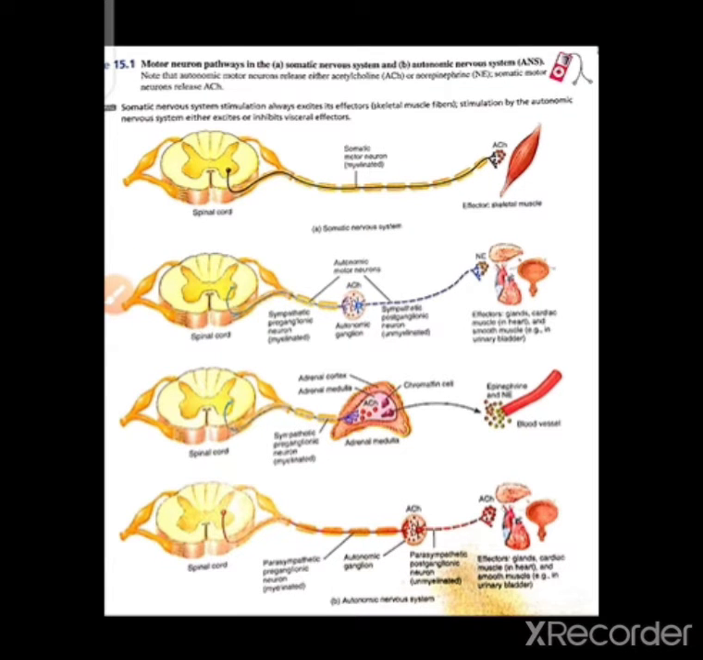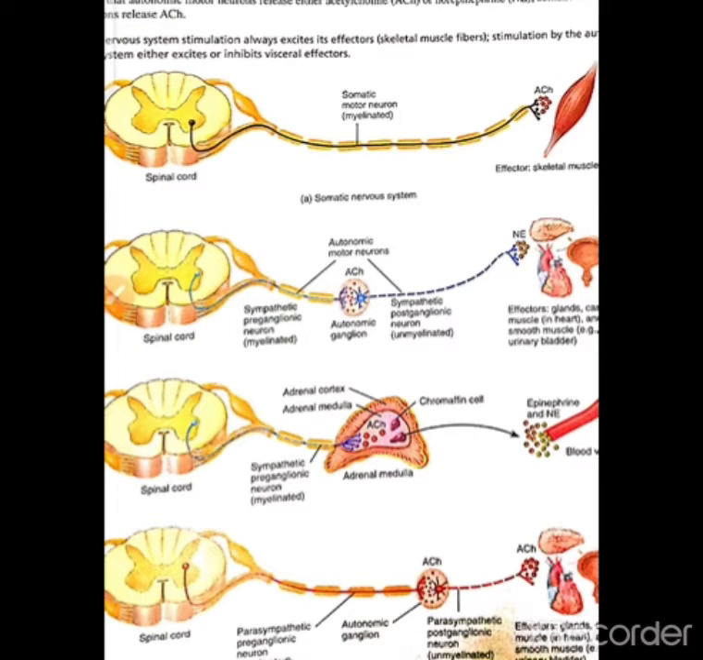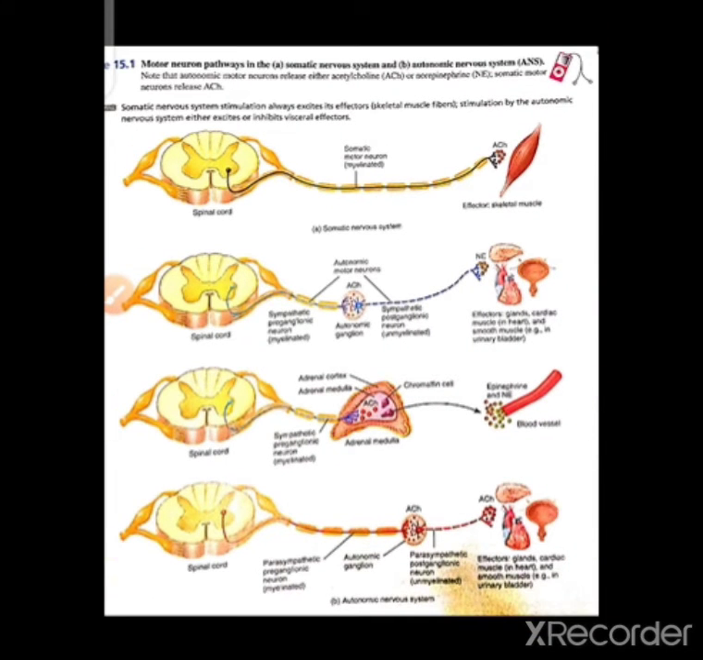Now the last picture, picture B, is of the autonomic nervous system parasympathetic division. From the spinal cord, the parasympathetic preganglionic neuron is myelinated to the autonomic ganglia, and the parasympathetic postganglionic neuron is unmyelinated to the effector organs like glands, muscles of the heart, urinary bladder, and other smooth muscles, such as those of blood vessels. So sympathetic and parasympathetic nerves are different, and they form different ganglia also.